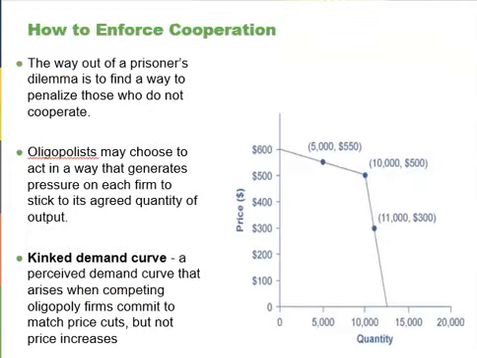How can parties who find themselves in a prisoner's dilemma situation avoid the undesired outcome and cooperate with each other? The way out of a prisoner's dilemma is to find a way to penalize those who do not cooperate. Perhaps the easiest approach for colluding oligopolists, as you might imagine, would be to sign a contract with each other that they will hold output low and keep prices high. If a group of US companies signed such a contract, however, it would be illegal.